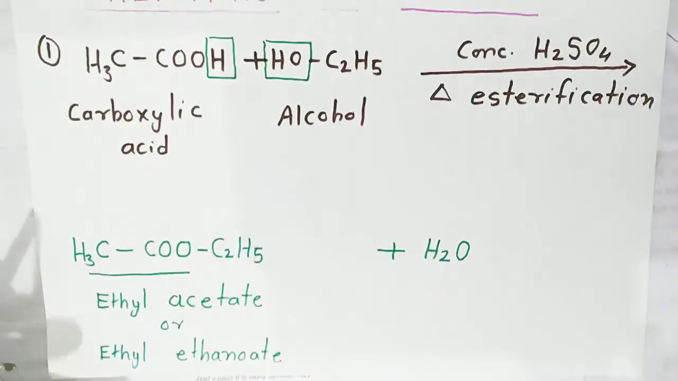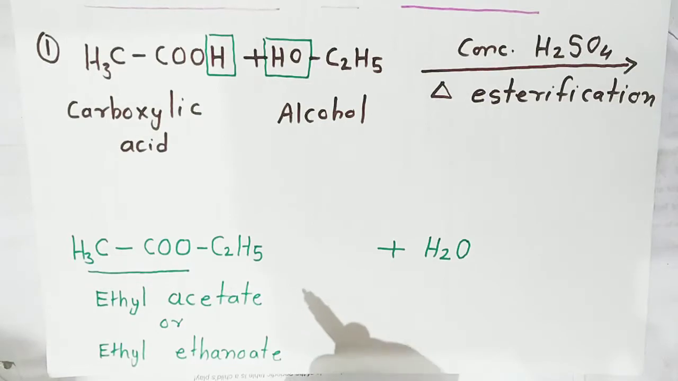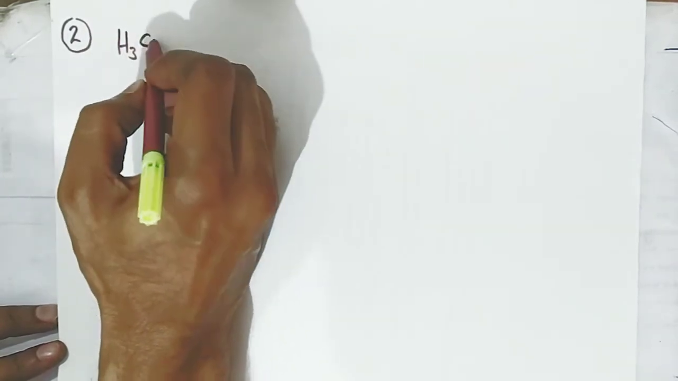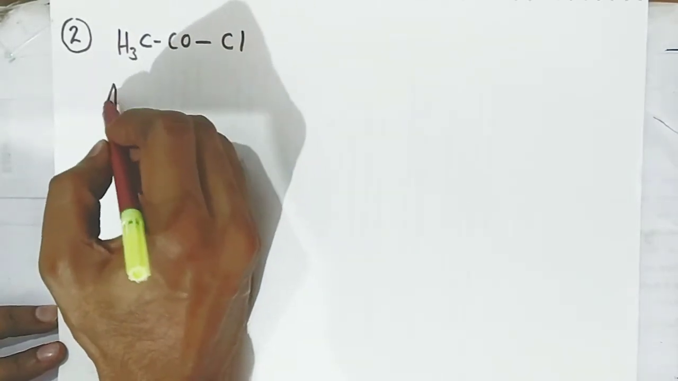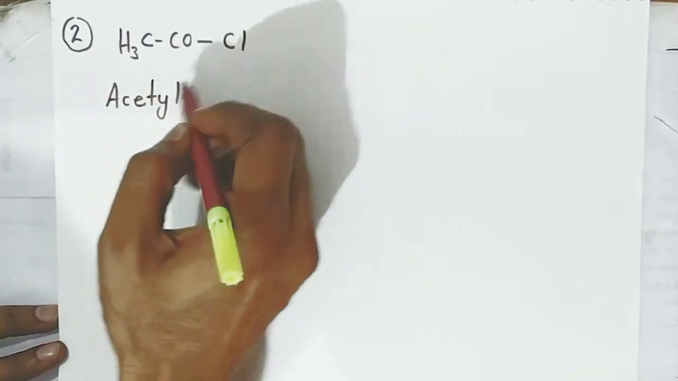So with the help of the carboxylic acid and alcohol we have prepared ester, that is ethyl acetate. Now students, second raw material we have. Second preparation, students: the raw material here we are using is acetyl chloride, CH3COCl. This is acetyl chloride.